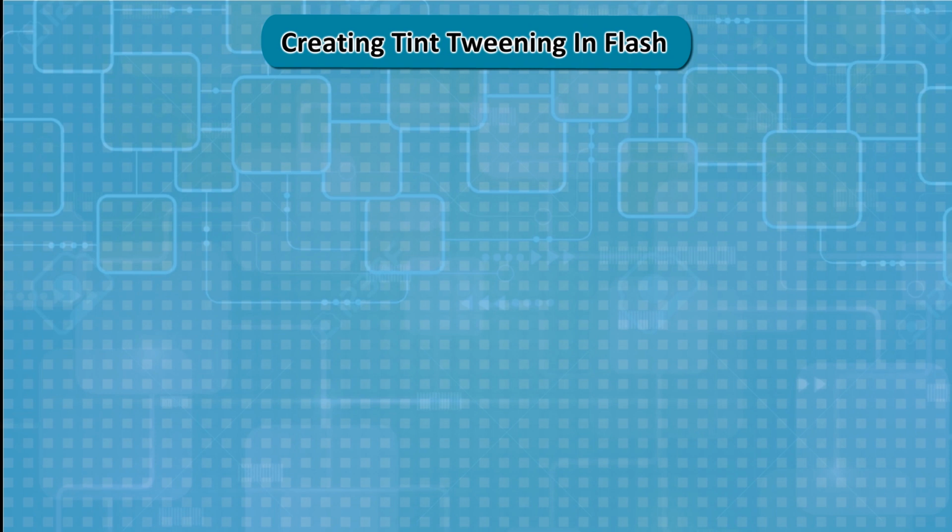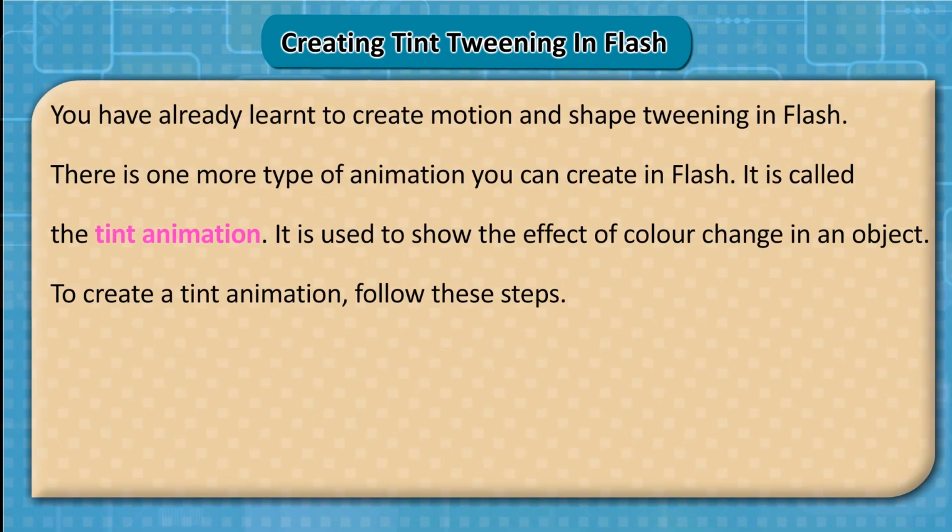Creating tint tweening in Flash. You have already learned to create motion and shape tweening in Flash. There is one more type of animation you can create in Flash. It is called the tint animation. It is used to show the effect of color change in an object. To create a tint animation, follow these steps.